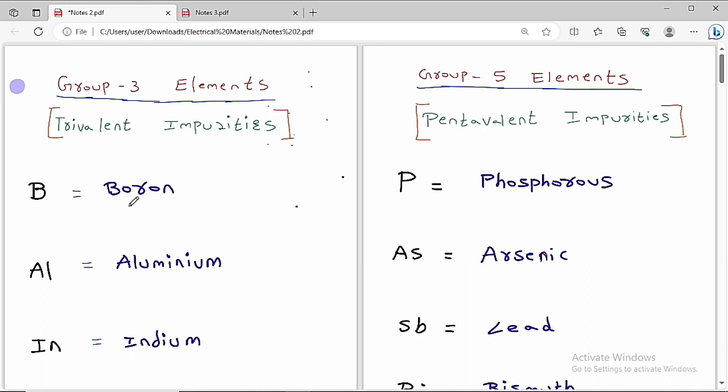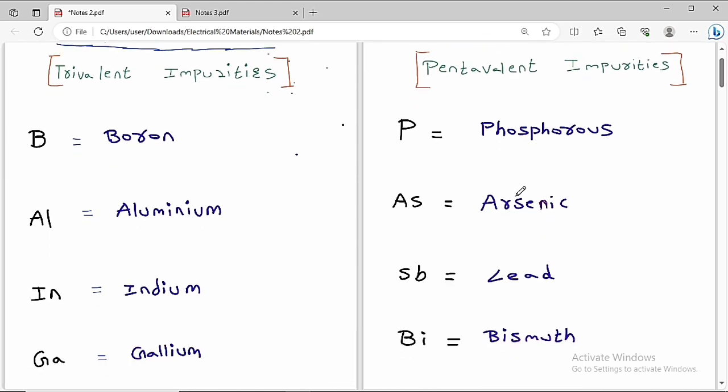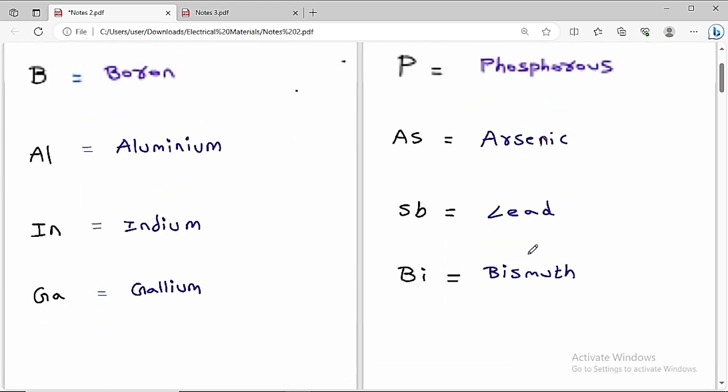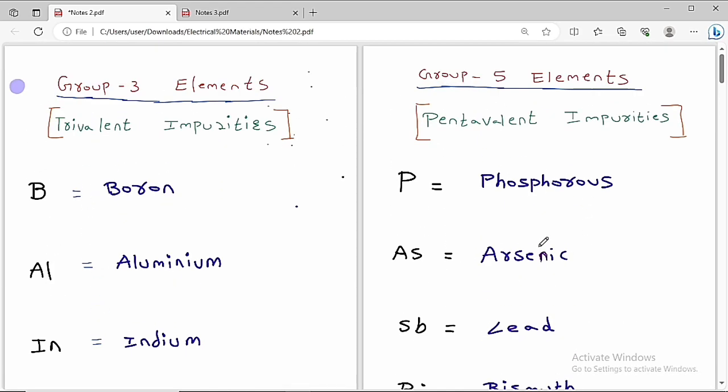Now what are the group 5 elements? Group 5 elements are called pentavalent impurities, because these elements have 5 electrons in their valence orbit. That is the reason these are called pentavalent impurities. The elements in group 5 are phosphorus, arsenic, antimony and bismuth. These are the elements present in group 5 of the periodic table.